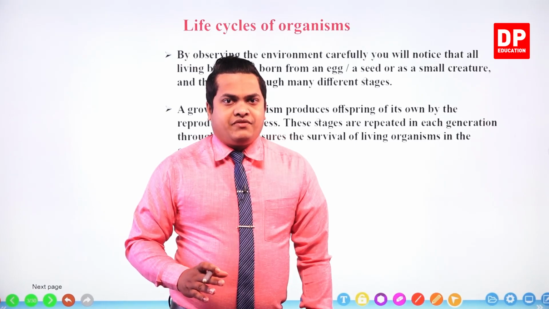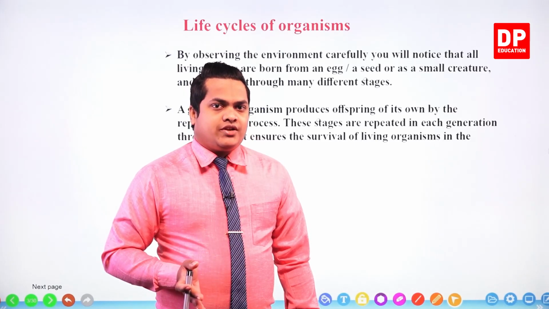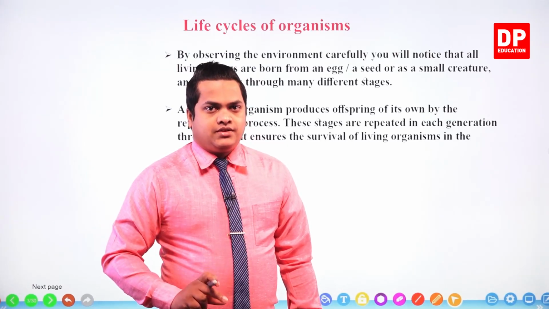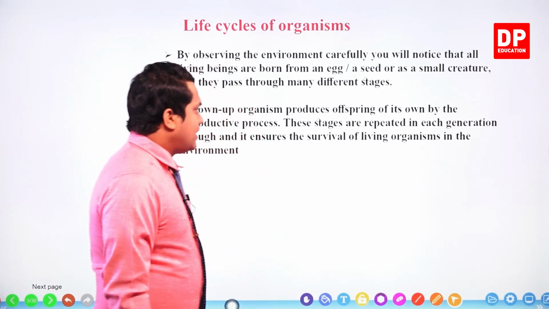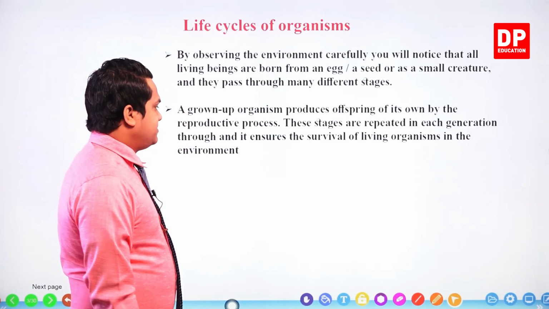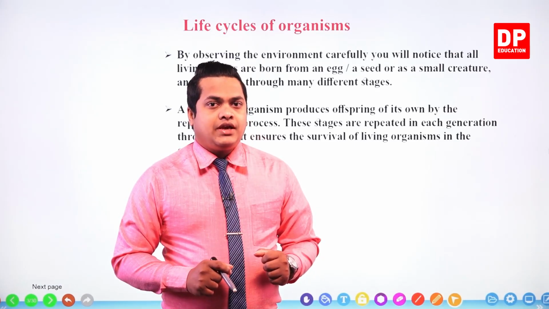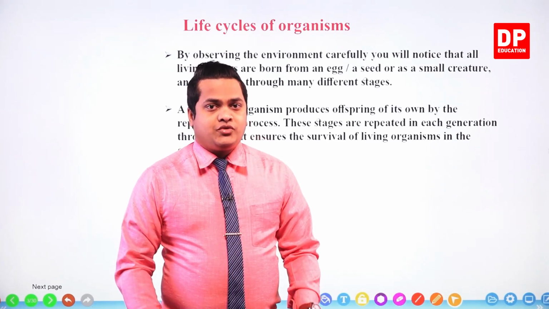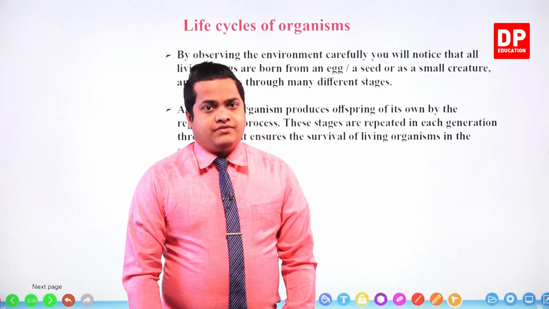So like that, if you take any kind of organism, any kind of human being, no matter the generation, each and every human being came to this world as a child, and gradually developed to become an adult. Okay? So these stages are repeated in every generation, and they ensure the living process in the environment, the birth of organisms and the continuation of life in the environment.